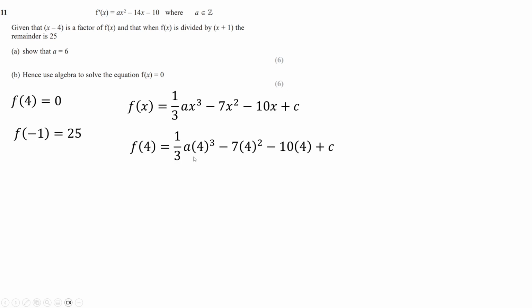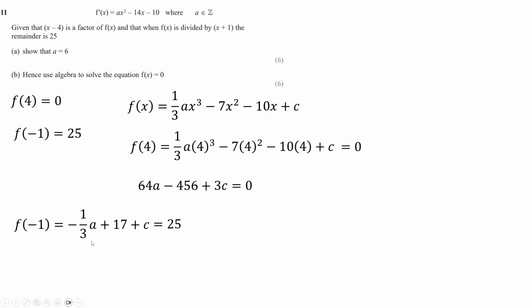F of 4, just plug it in, and then plug in f of minus 1 later. So if you plug in f of 4, you get this. Put this all into a calculator, and this also equals 0. I've multiplied by 3 as well, just because I don't want this fraction here. You'll get this. Do the exact same thing with this, so plug in minus 1. You've got a calculator, but to be fair, you could just do this part in your head. You'll get that equals 25 multiplied by 3 on both sides to get this.